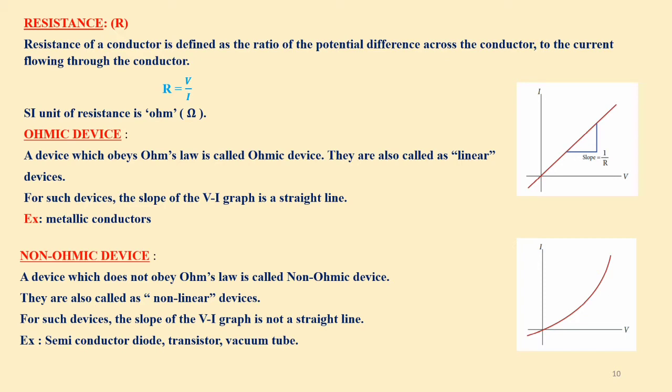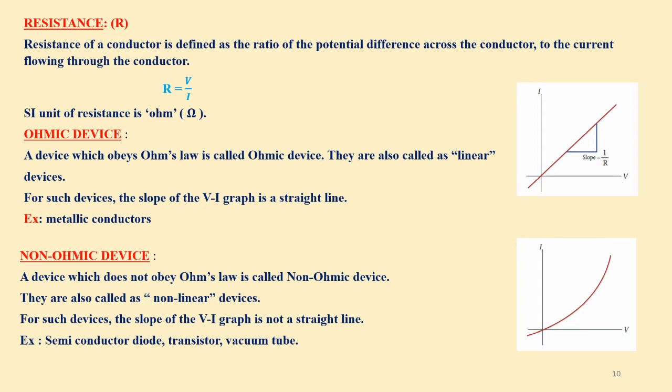Now, example for ohmic devices. All metallic conductors are examples for ohmic devices. Non-ohmic device. A device which does not obey Ohm's law is called non-ohmic device. They are also called as non-linear devices. For such devices, the graph of voltage versus current is not a straight line. Example, semiconductor diode, transistor and vacuum tube.